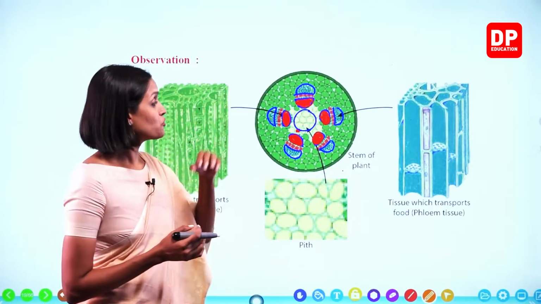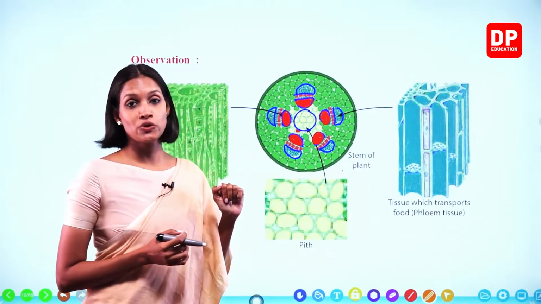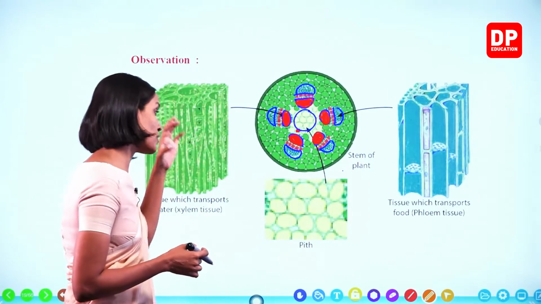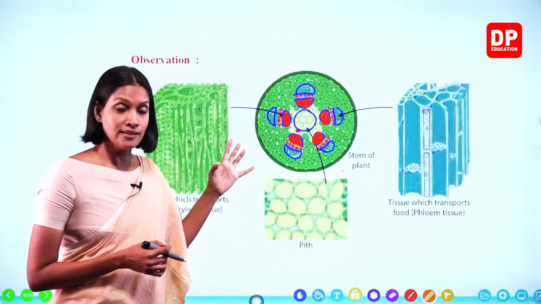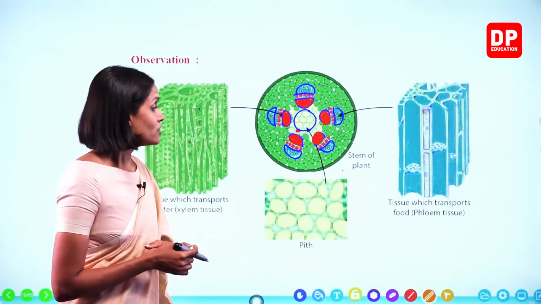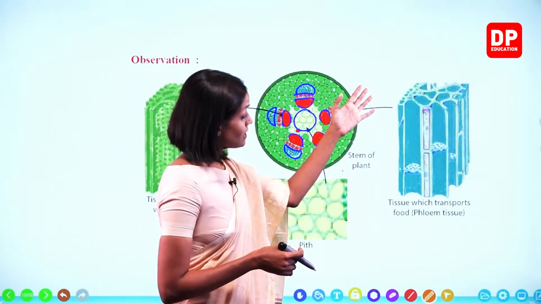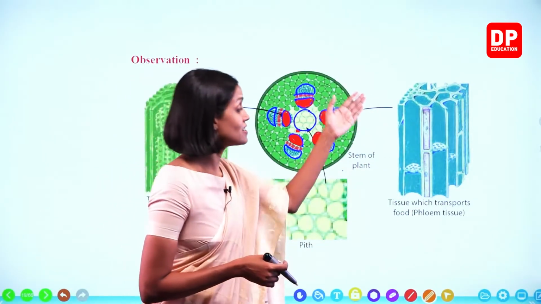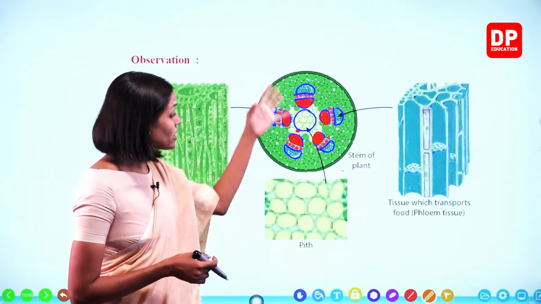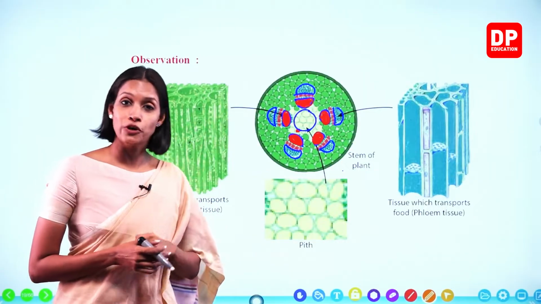Right, children? So phloem is one type of tissue. Xylem is one type of tissue. So the xylem tissue has a specific function. Right? That function is transporting water. Phloem tissue is another type of tissue. It has another specific function. What is that function? Transporting food throughout the plant body.